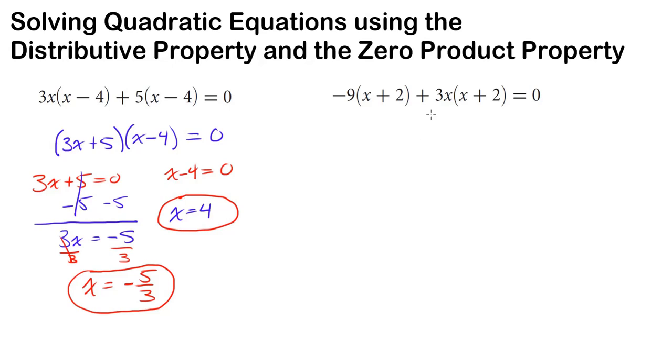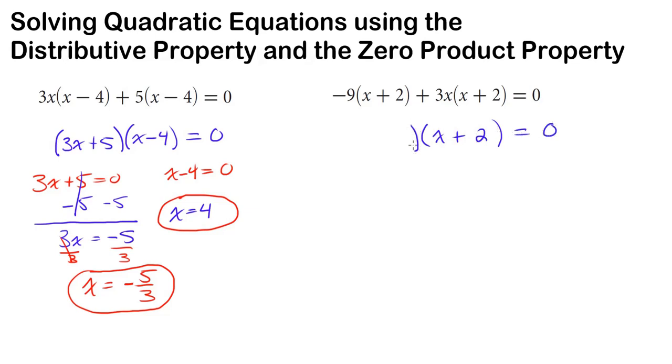All right, let's take a look at this second example. And again, I encourage you to pause and try it on your own. We see we have negative 9 times x plus 2 plus 3x times x plus 2 equals 0. And we notice again, both of these binomials are x plus 2. So we can go ahead and rewrite this equation. We're going to keep one of the x plus 2's.